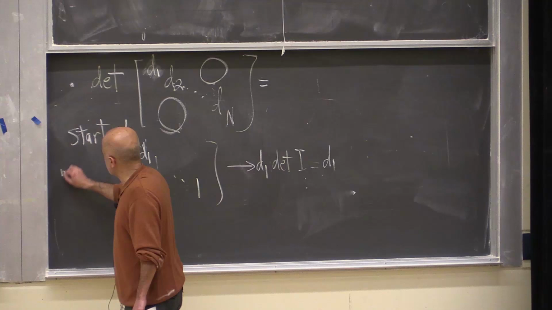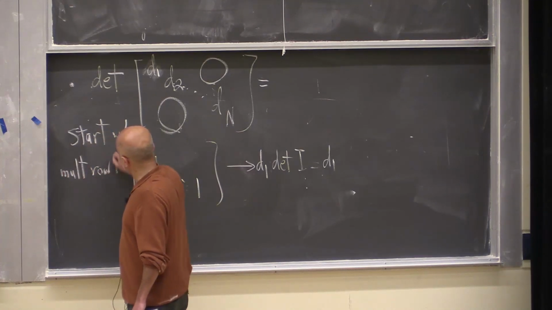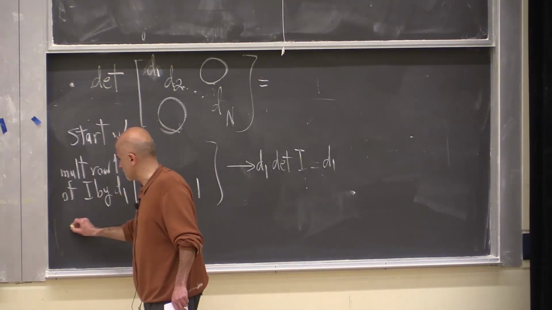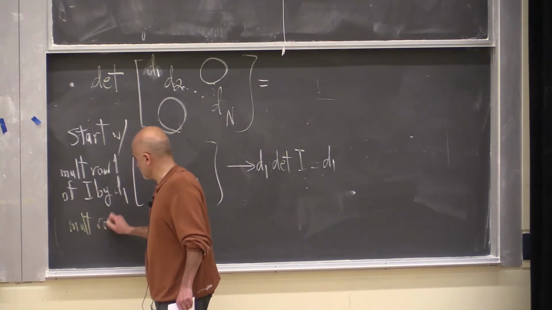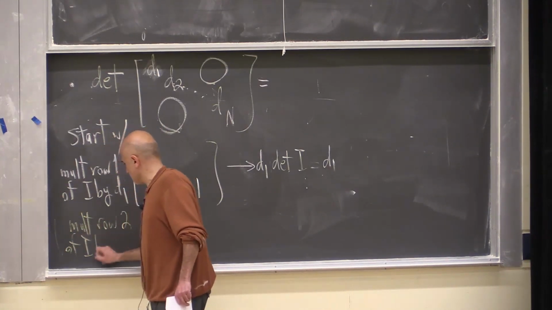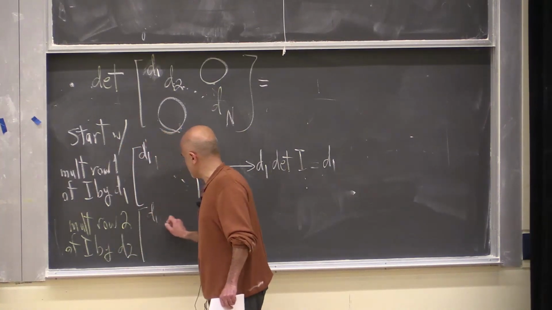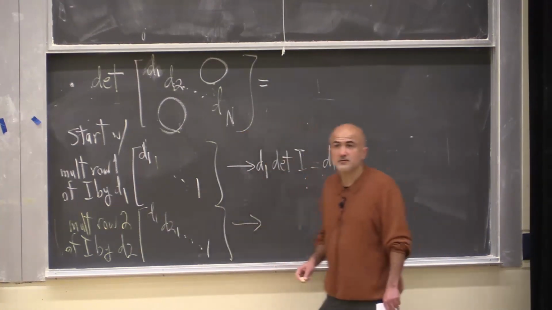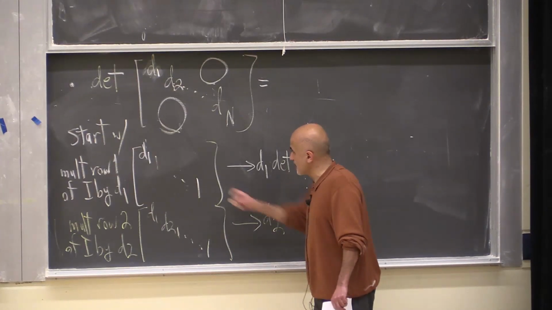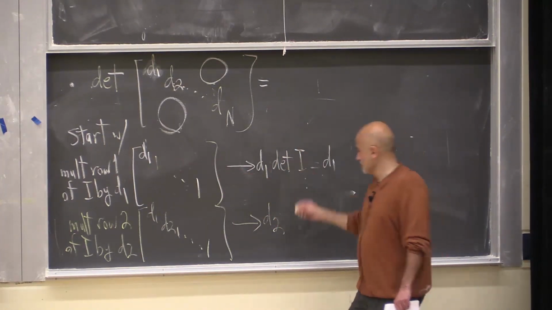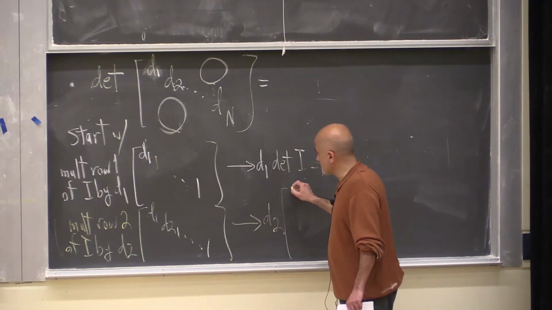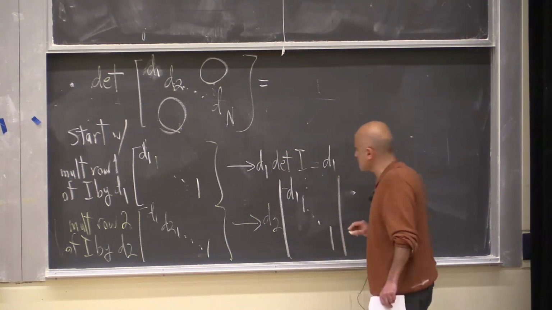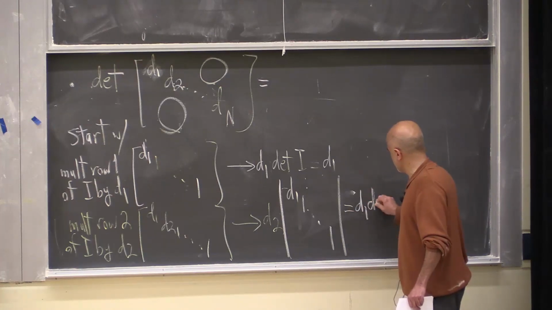Multiply row 2. So here I'll say multiply row 1 of I by D1. Now I do the same thing with row 2. Multiply row 2 of I by D2. And then I'll get D1, D2, 1's everywhere else. And then what do I do with this D2? It comes out. So it's D2 times the determinant of this. But this is D1. So let me write it explicitly. This is D1, 1, and that's a determinant. And so I have D1, D2.